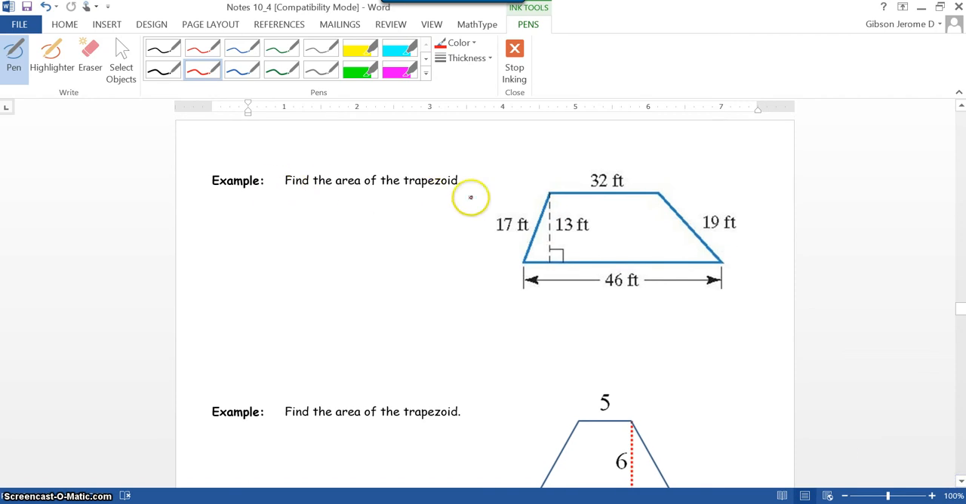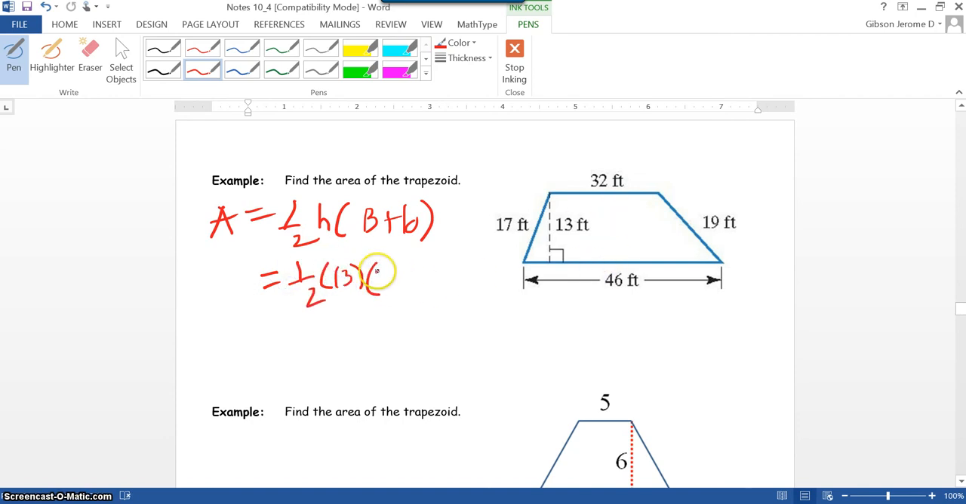So now it says find the area of the trapezoid. I would say area is equal to 1/2 times the height times big B plus small b. Now we substitute. We have 1/2. The height is 13. Capital B is 46. And the small b is 32. So we have 1/2 times 13 times the sum of 46 and 32, which is 78. And then we multiply.